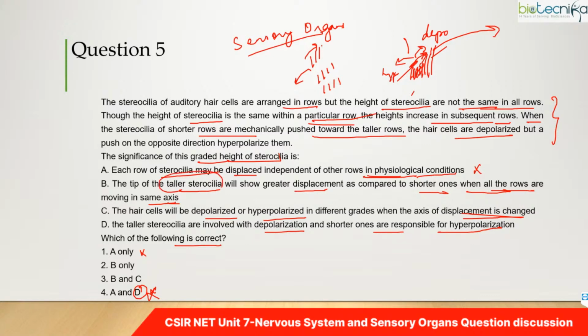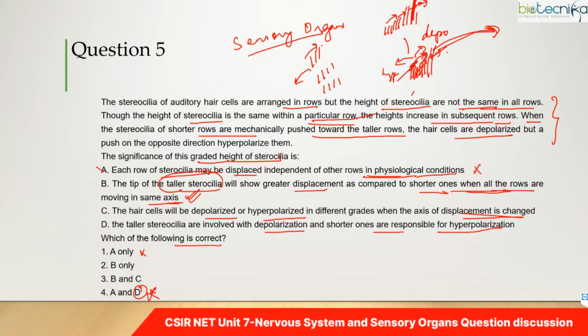The tip of taller stereocilia will show greater displacement as compared to shorter ones when all the rows are moving in the same axis. What it means here is, when these short ones are moving, first we know they are in graded height. Each will move, but because of the length, the taller ones will be displaced a little more compared to others. That is why B will be correct here. It will not move very far, but yes, a little bit greater displacement compared to shorter ones. Clear? So this B statement will be correct.